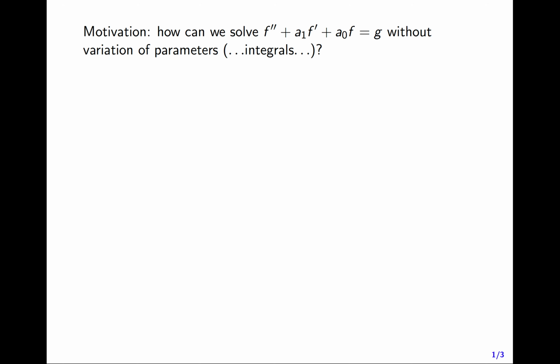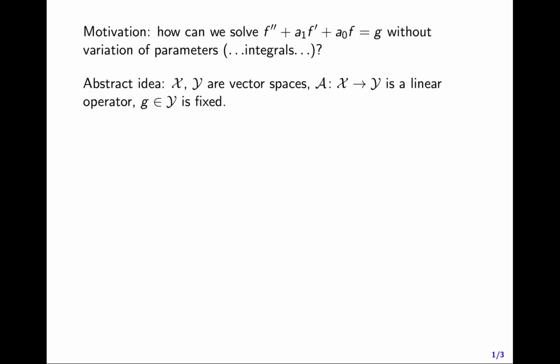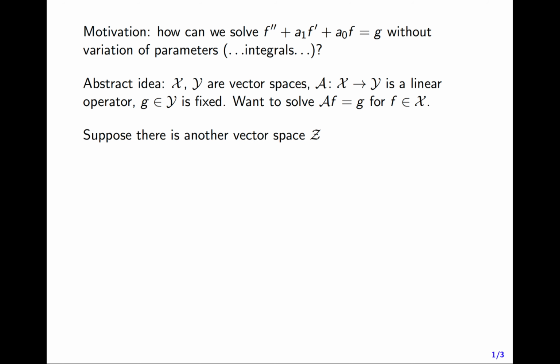And to see where this method comes from, it's useful to zoom out quite a bit and view things in terms of more arbitrary linear operators and vector spaces. So let's suppose we have vector spaces X and Y, and A is a linear operator from X to Y, and g is a fixed vector in Y. We want to solve the linear equation A f = g for some vector f in X. Zooming back in for a moment, our operator here is A f = f'' + a1 f' + a0 f. Now suppose we are in the following happy situation.